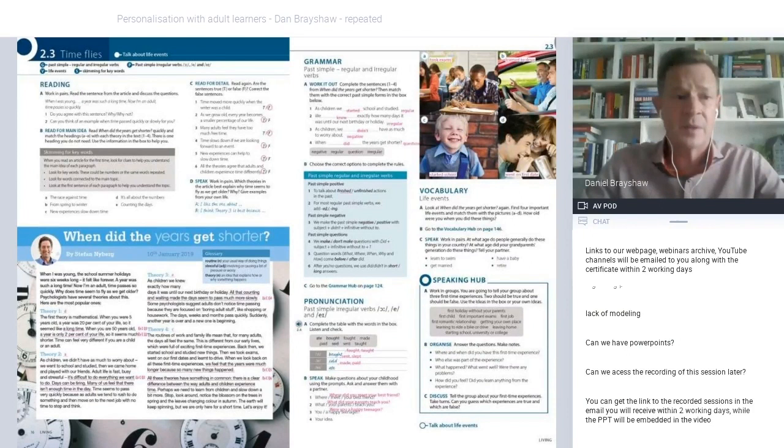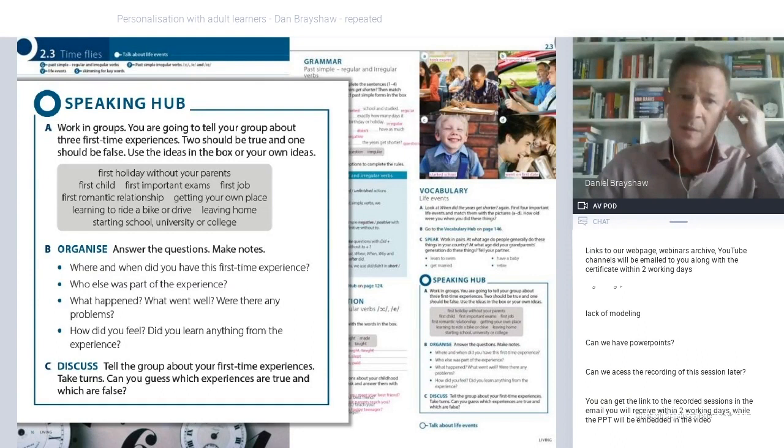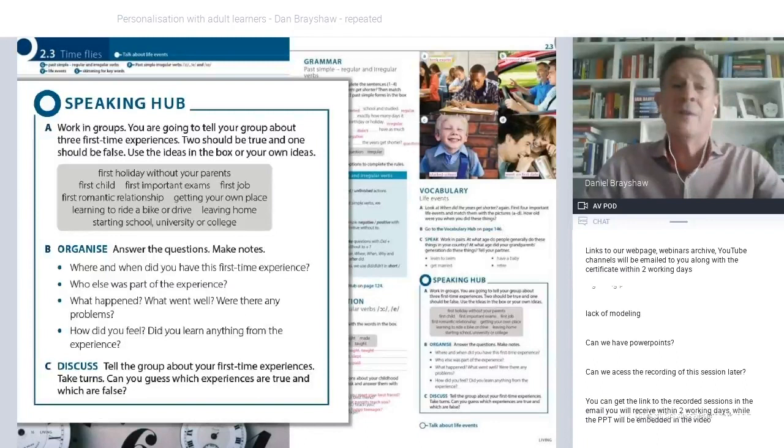Here's another lesson from Language Hub. This one's called Time Flies, and it's a lesson about important life events. After all the input, there's the final speaking task, which I'll just make a little bit bigger there. Don't worry about reading right through it, but I do want to point out a few things about this task. The idea is that the students talk about their first time experiences here.